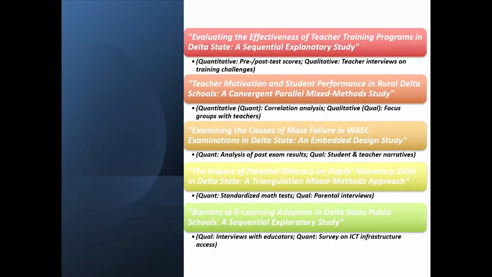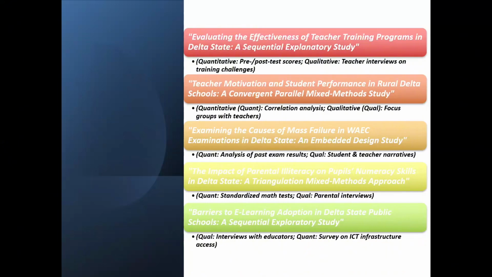We are going to use qualitative and quantitative. For the quantitative, we are going to have a pre-test and post-test score. For the qualitative, there will be interviews for teachers concerning the training. Look at another example: teachers' motivation and student performance in rural Delta school, a convergent parallel mixed method study.